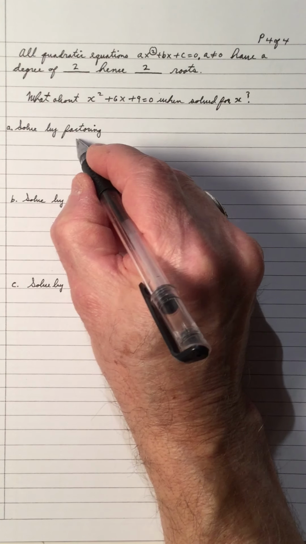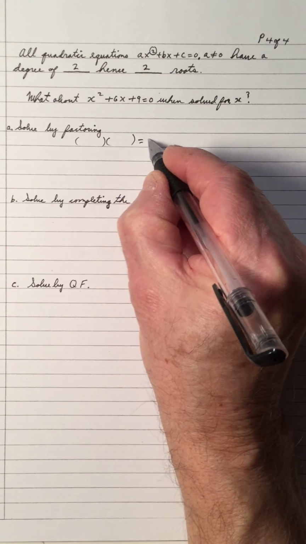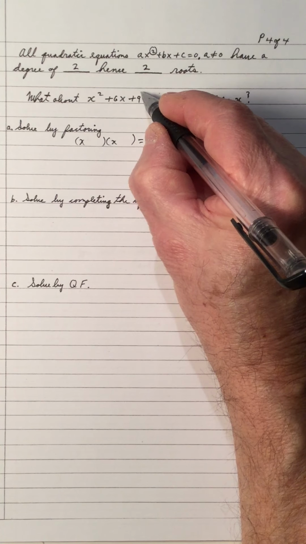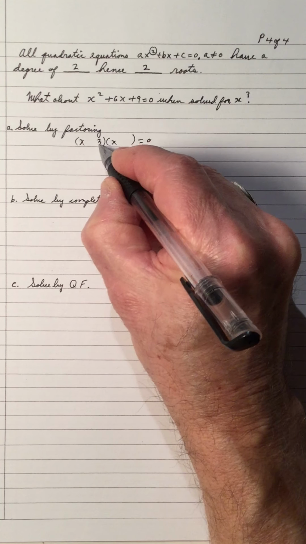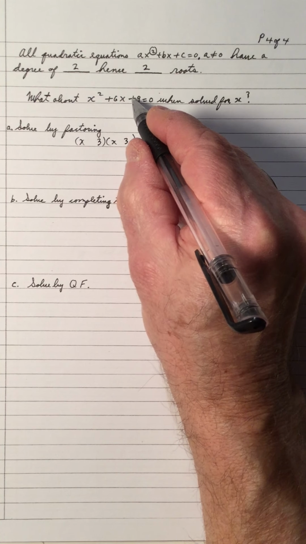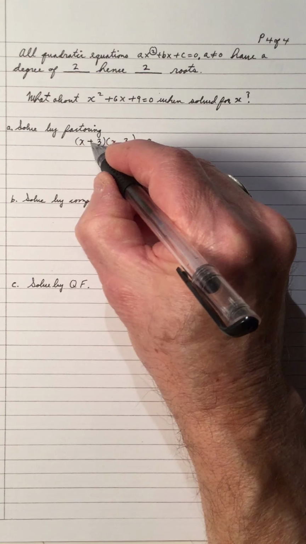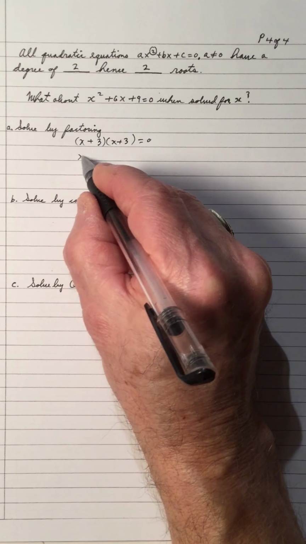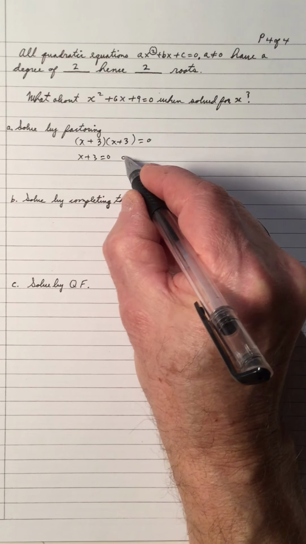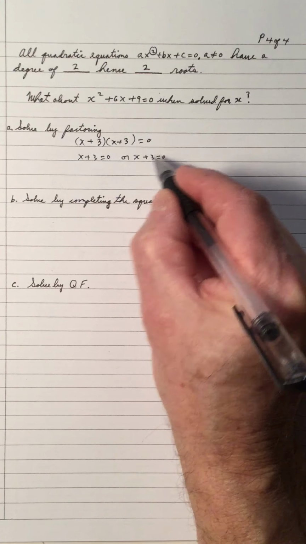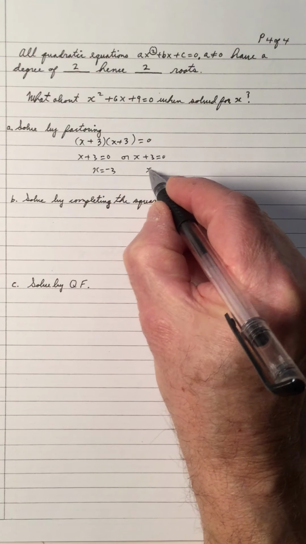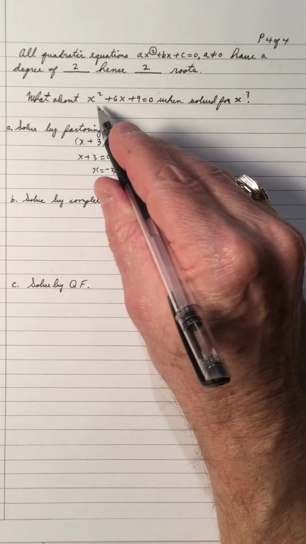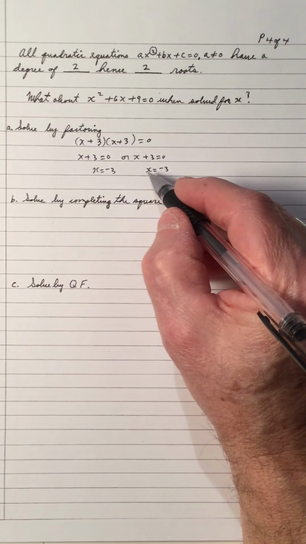Let's solve this by factoring. We have a 1x squared, so we have an x and an x. The product is 9, the sum is 6, so it's got to be 3 and 3. Since the product is positive and the sum is positive, it's got to be plus 3, plus 3. So x plus 3 is equal to 0, and x plus 3, you have two of them. So x is negative 3, and x is negative 3. So you see that I have a quadratic, I have two roots, and the two roots are equal.